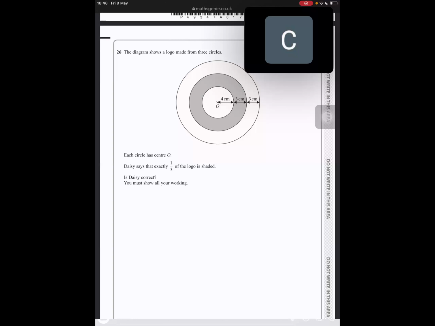All right. So let's see if Daisy is correct. Now, for Daisy to be correct, we need to prove that the shaded area is 1/3 of the whole area, the area of the biggest circle. That's what's going to show that Daisy is correct. So let's do our best to find the area of that shaded part.